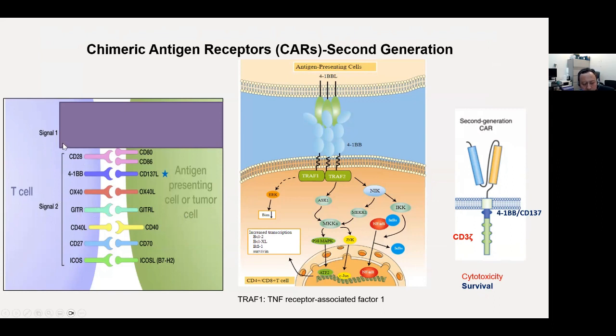So the second signal in the wild type has many second signals, which makes the T cell activation more persistent. So the one they use is 41BB and CD3 zeta. They basically cut the domain for CD137 and put it here. So that's basically here.